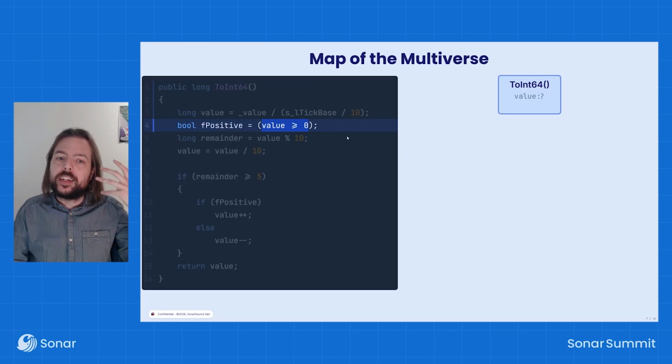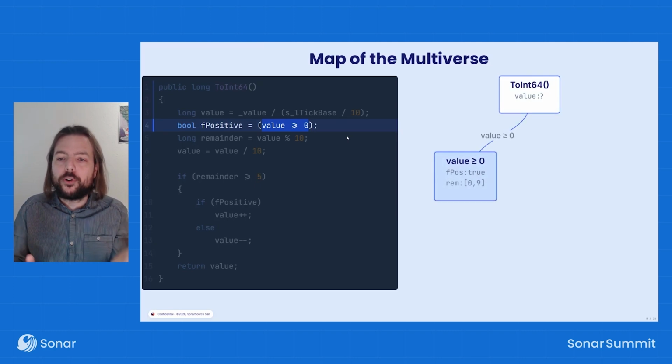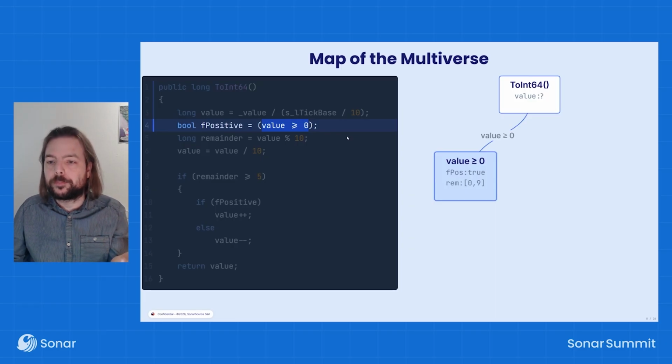And that state is basically value is equal or greater 0 and all the consequences that come from that. The first one, of course, is that the variable f positive will have the value true, because that's what the code does here. If this condition is true, then f positive is true. Cool. Next line, now interesting, under the assumption that value is positive, we actually can say something about this line.